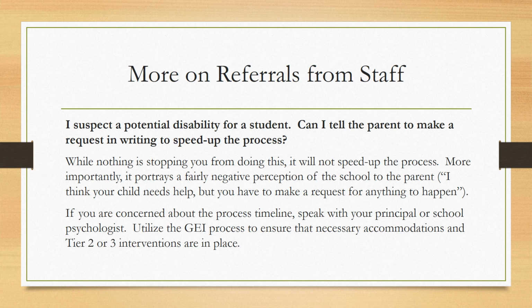Telling the parent that they need to request an evaluation in writing will not speed up the process and can portray a fairly negative perception of the school to the parent. In some ways, it's akin to saying to the parent, I think your child has an exceptionality, but you have to make this request yourself for anything to happen. Again, if you are concerned about the timeline and process, seek out the principal or school psych.